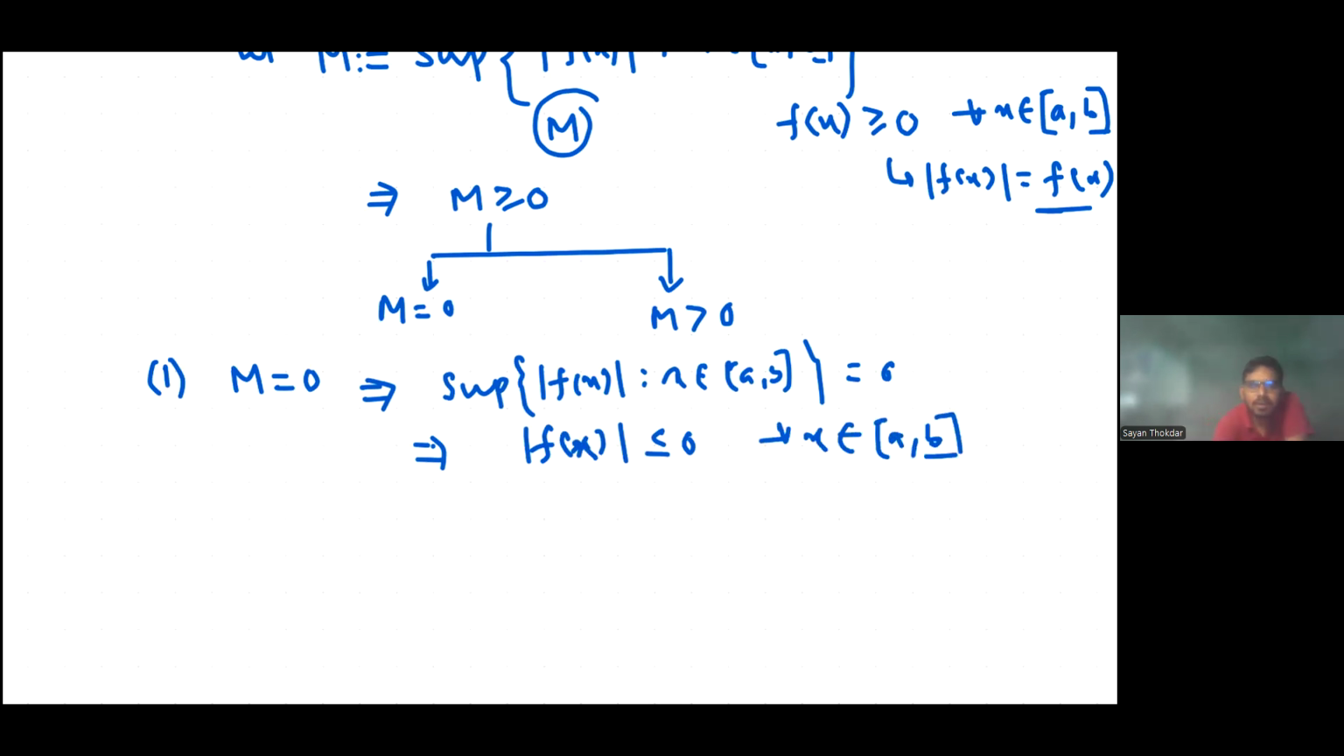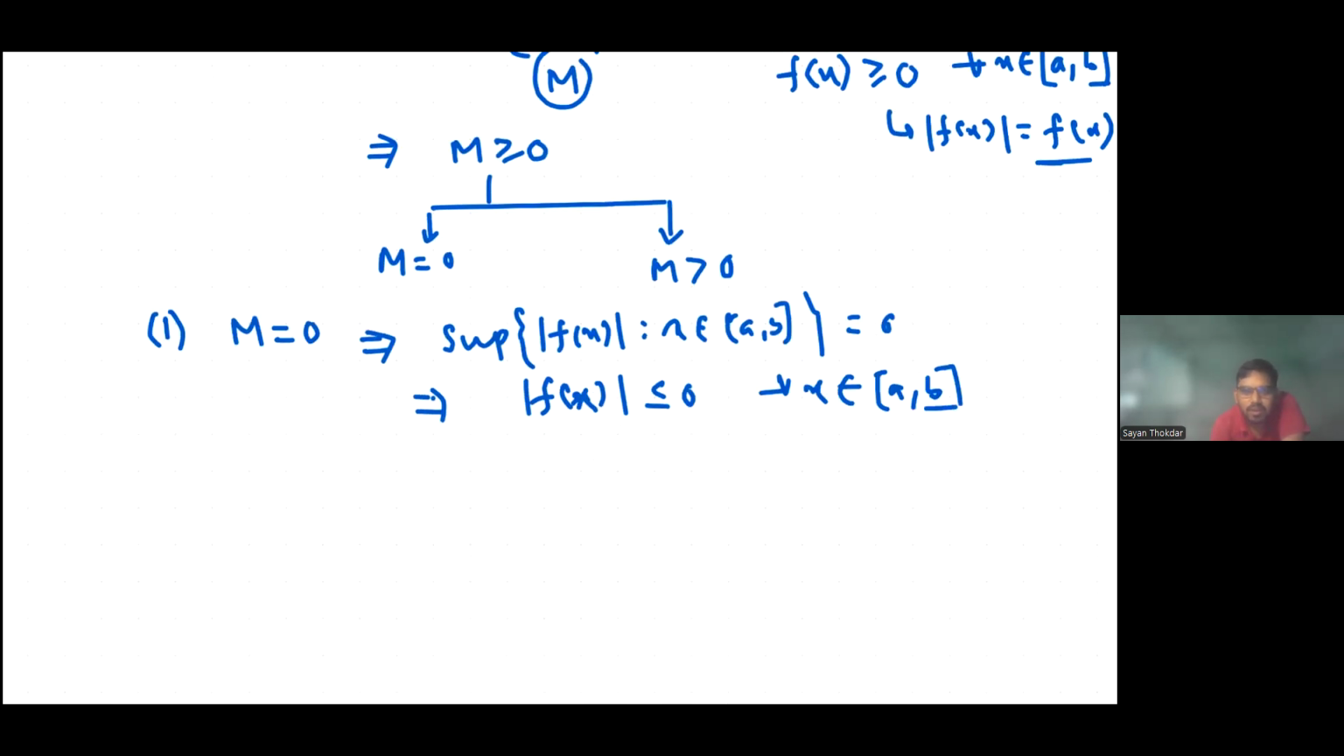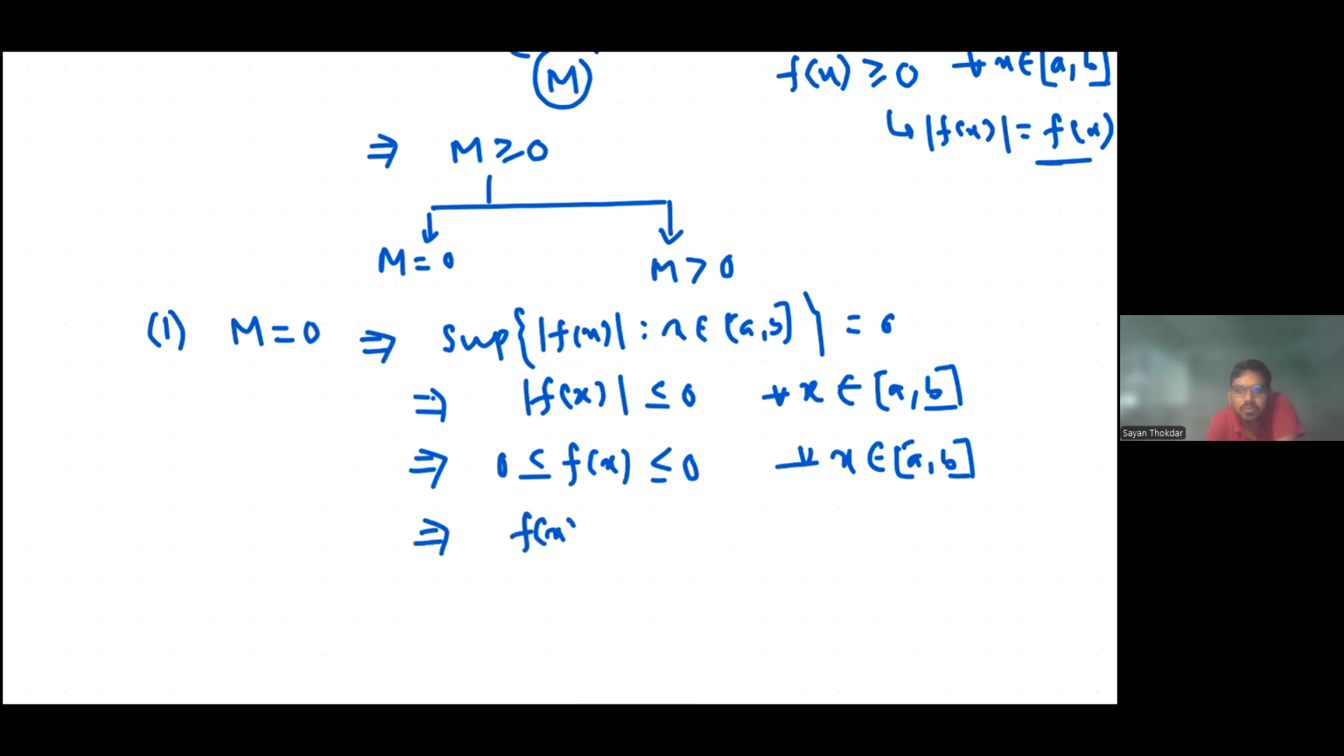Let me write it clearly. That is f of x, and that holds for every x. Since f is non-negative, as already given, 0 is less than or equal to f of x, which is less than or equal to 0, for every x belonging to [a, b]. So from that it is clear that f of x is equal to 0 for every x belonging to [a, b].